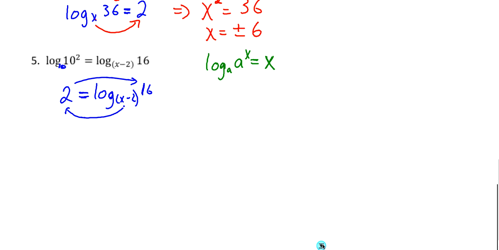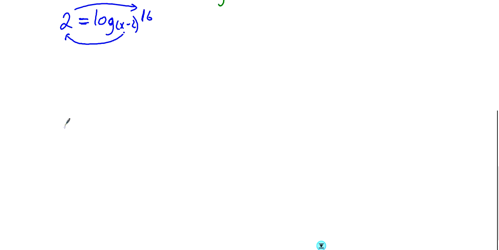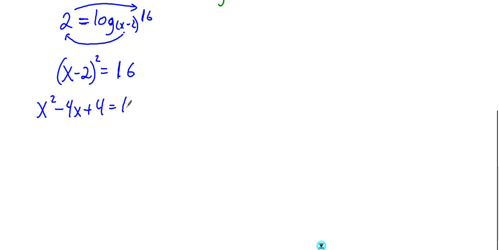So we end up with x minus 2 squared equals 16. So we've got to solve for x, so we FOIL this out. We get x squared minus 4x plus 4 equals 16. Subtract 16 from both sides. We get x squared minus 4x minus 12 equals 0.